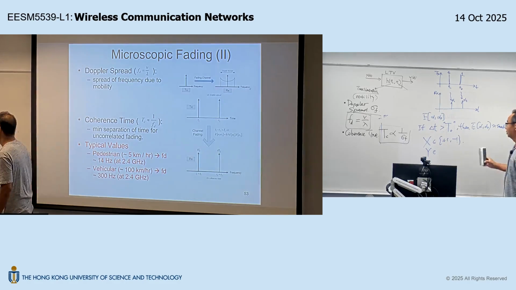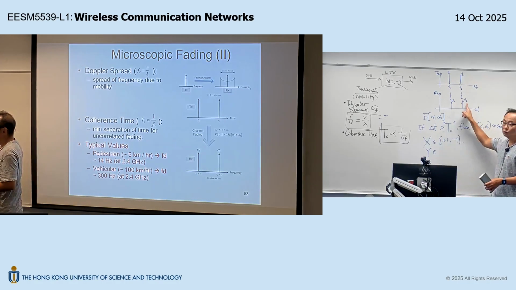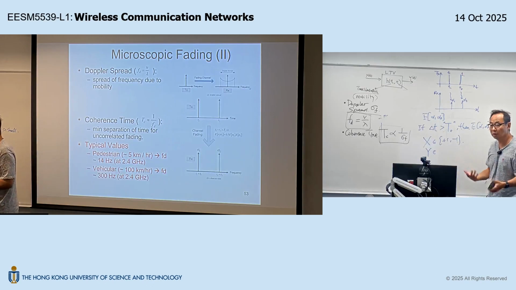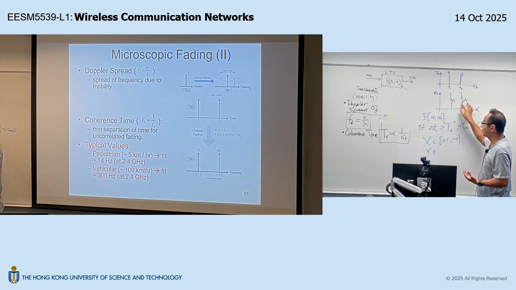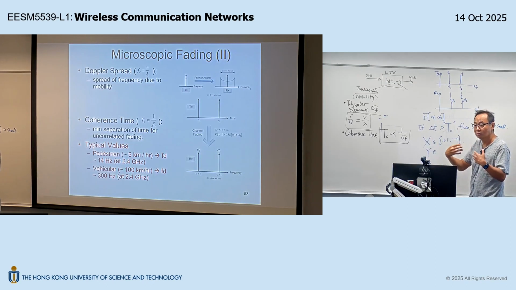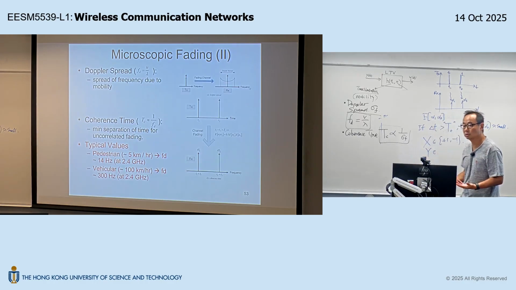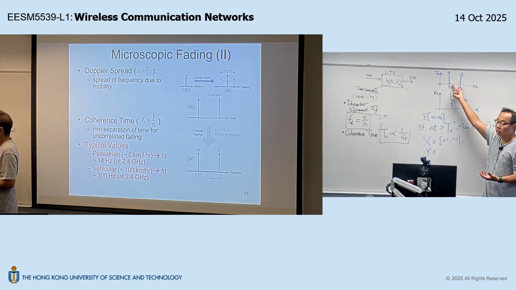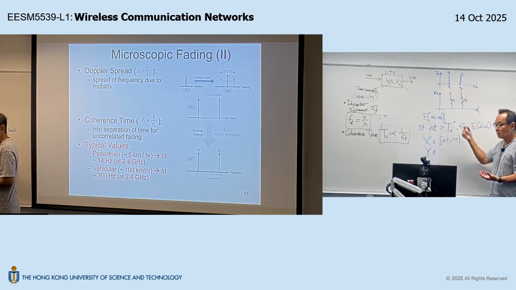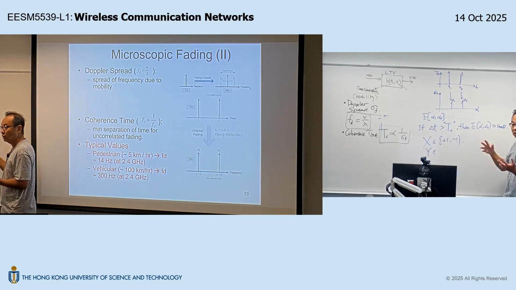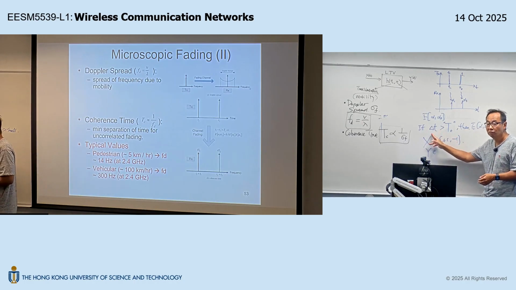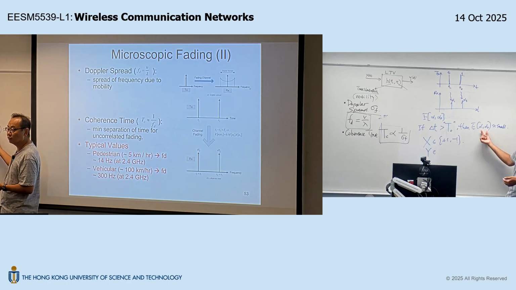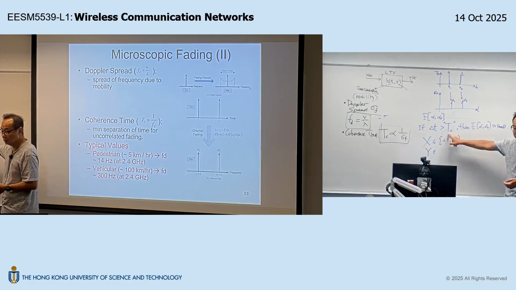Is that okay? So here, alpha 1 and alpha 2 are just two random numbers. We want to see whether these two random numbers are related to each other. The way to study this is to look at the correlation. It turns out that if the time separation is large enough, then alpha 1 and alpha 2 are not related to each other. The correlation would be small. So how large a time separation is needed for you to observe uncorrelated fading? This threshold is called the coherence time.